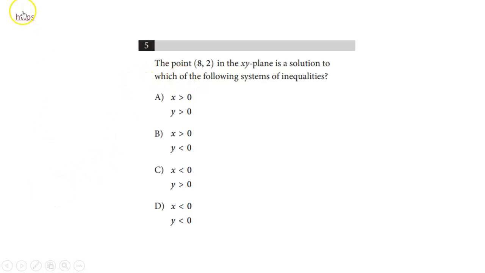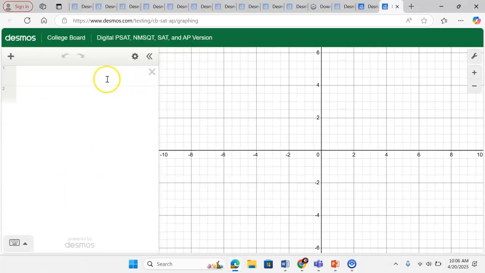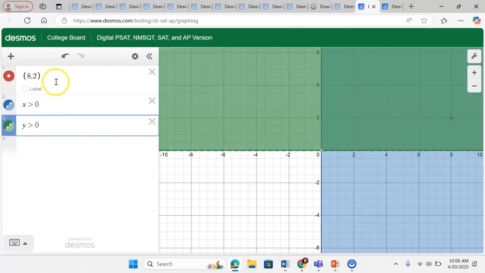Okay, now let's look at Desmos. It's not really necessary here, but let me show you what I did. I typed in the point (8, 2), and it's that dot right here, and then x greater than 0 and y greater than 0. The x greater than 0 is in blue, y greater than 0 is in green, and a system means it's got to satisfy both. Okay, so the dot is within that dark shading, so that would indicate that it is a solution.